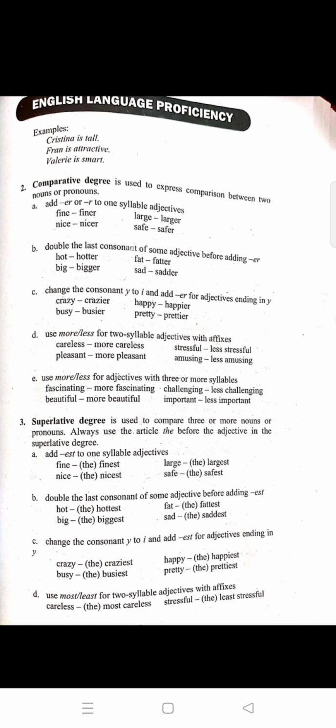Next is comparative degree. When you are trying to compare 2 or more nouns. So there are rules here. First one is adding er or r to one syllable adjectives. Example is fine. You make it finer, nice, transform it to nicer, large, larger, safe, safer. So that's the basic rule. If there is one syllable, you add only er or r for comparative degree.